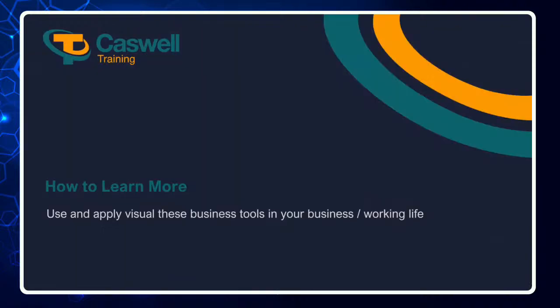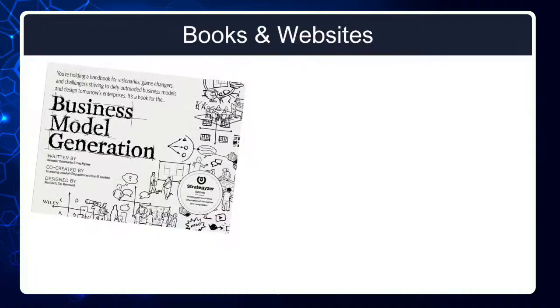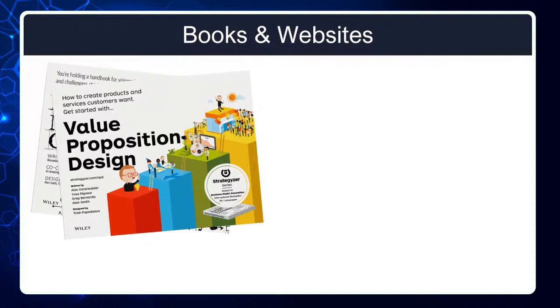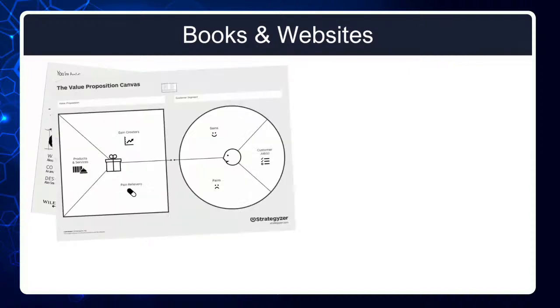So how do you learn more about how to do this and how to use it? Well, of course, you can read the books. There's another book by the same author. In fact, there are two other books by the same author. One of them is Value Proposition Design, which is a whole book just on creating a great value proposition. And there's a separate canvas for that too. And that's all available on the Strategyzer website. This is Alex Osterwalder's company. And there's also some great online courses there as well.